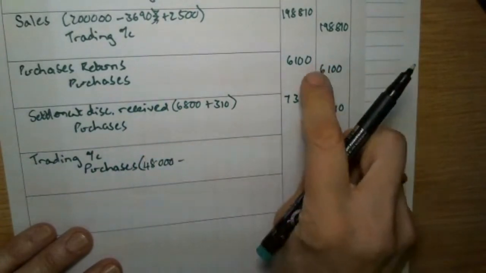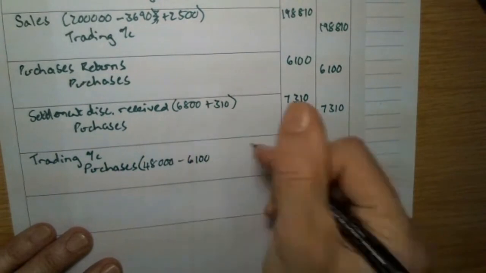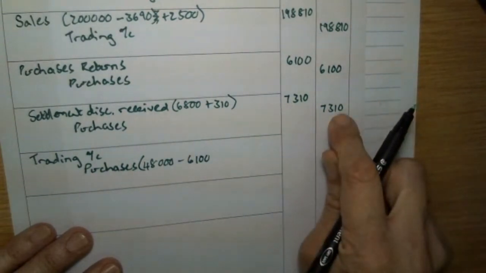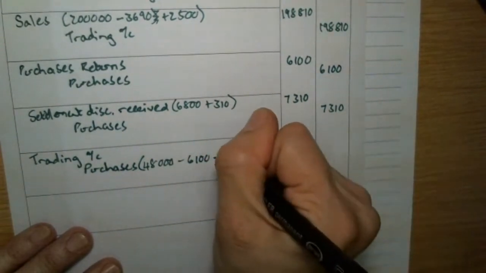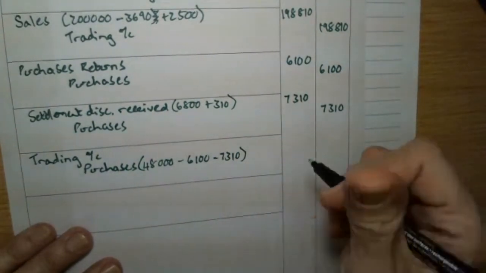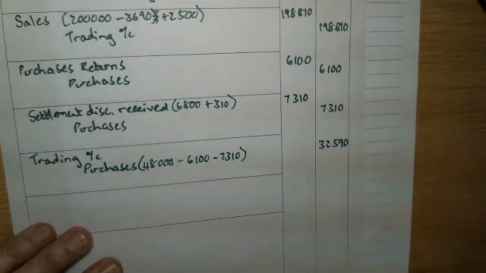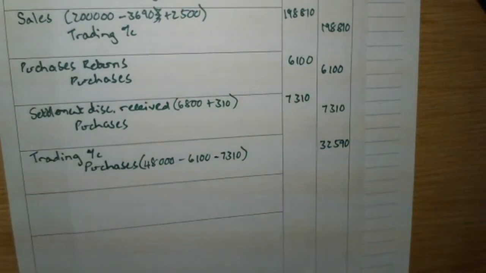Then I'm going to subtract my purchases returns amount of 6,100, and I'm going to subtract the settlement discount received of 7,310. So the total amount that would have been in the purchases account is 32,590, and I'm going to credit the purchases account with that amount.